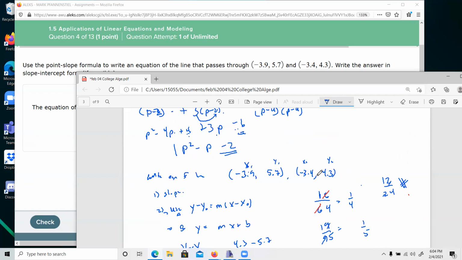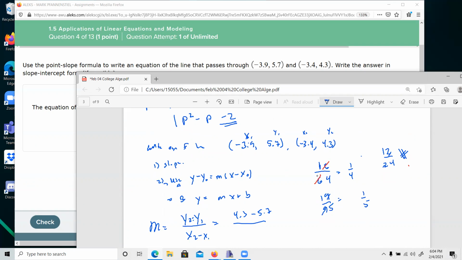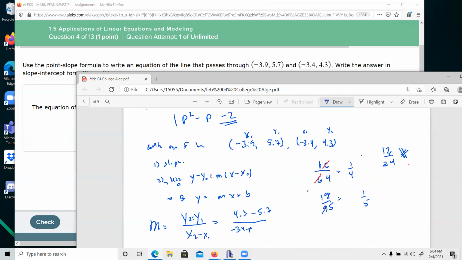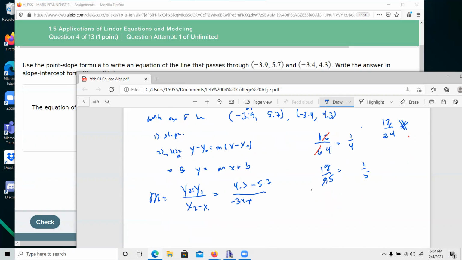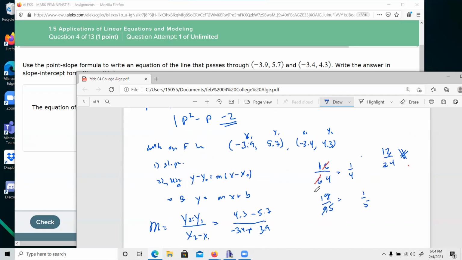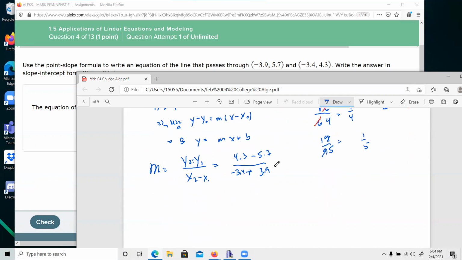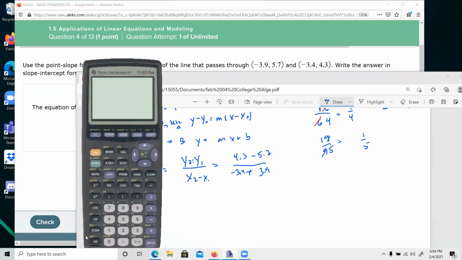And then the x's are going to be negative 3.4. And then we have minus a negative, so plus 3.9. All right, so normally it would be minus, but we have minus and negative here, so now we're positive 3.9. And if you want to put this in the calculator, that's fine.